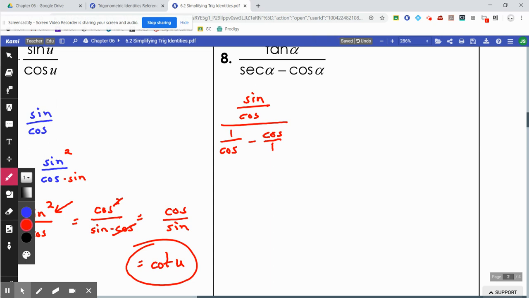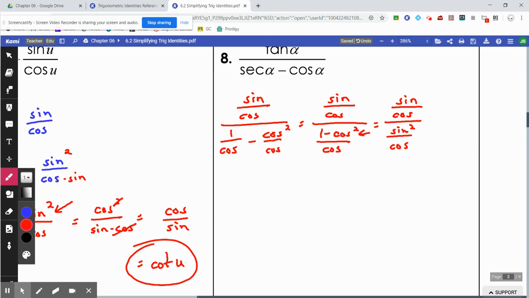On the bottom, we have a fraction that we can find a common denominator for. So I'm going to multiply top and bottom by cosine to give me a common denominator. That'll be a cosine on bottom and a cosine squared on top. So I now have sine over cosine on top. My common denominator creates a single fraction on bottom, 1 minus cosine squared over cosine. 1 minus cosine squared, that's your Pythagorean identity again. So I now have sine over cosine over 1 minus cosine squared, which will be sine squared for the exact same reason as all the others, over cosine.